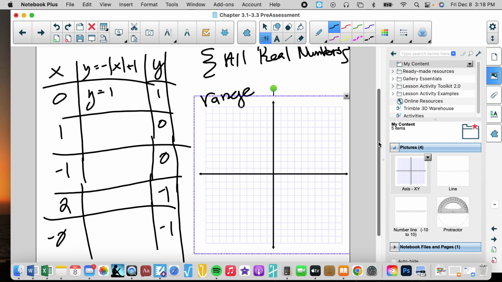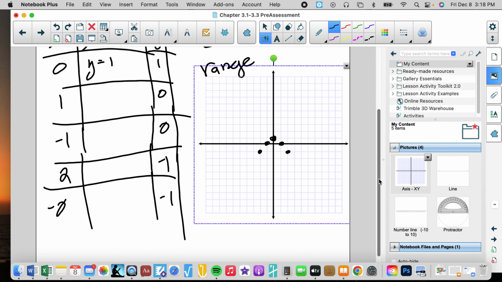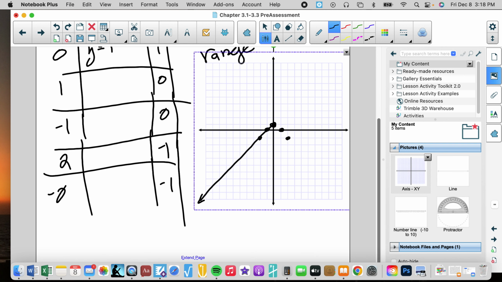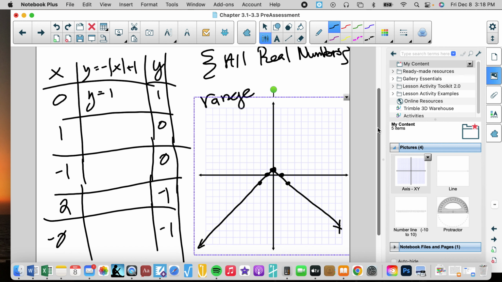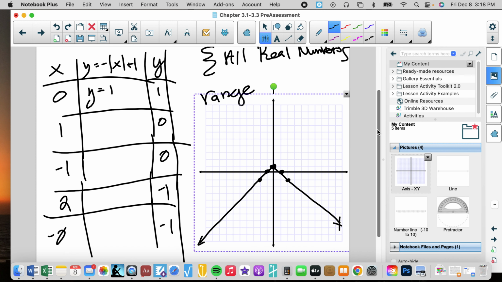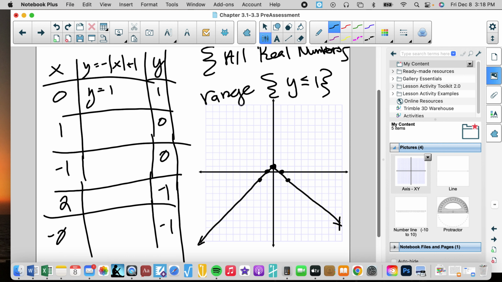0, 1; 1, 0; negative 1, 0; 2, negative 1; negative 2, negative 1. And this is an absolute value, so it's going to look like this, and it's going to look like this. And so my domain still is all real numbers. My range is going to be y is less than or equal to 1. Yep, because it's going to be towards negative infinity.